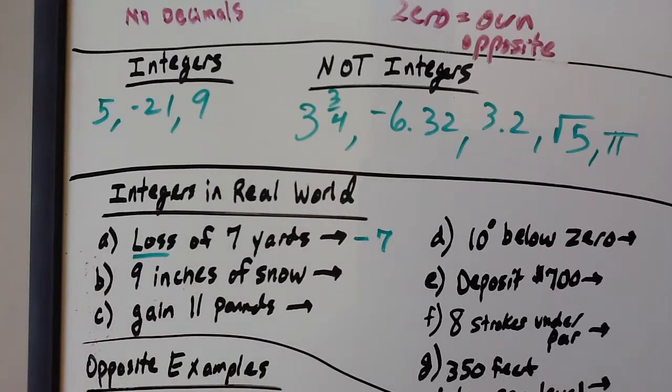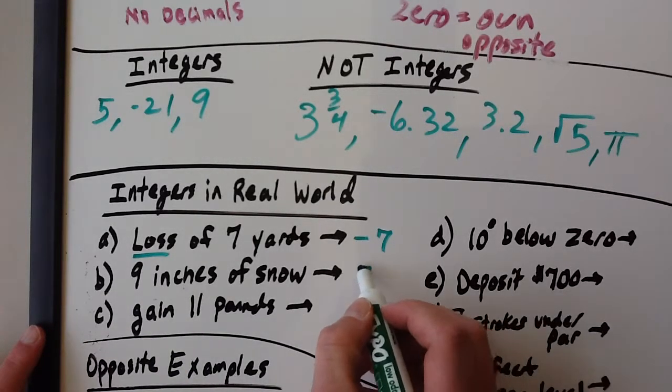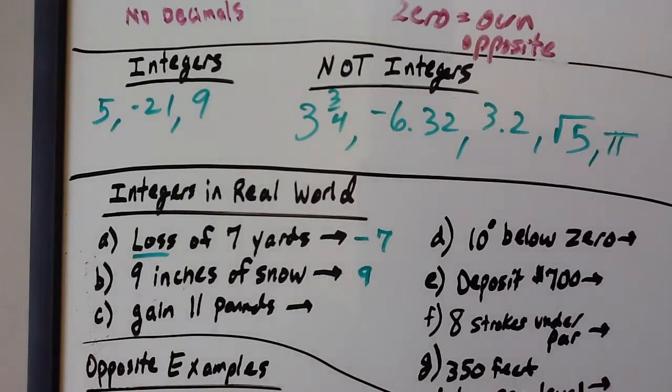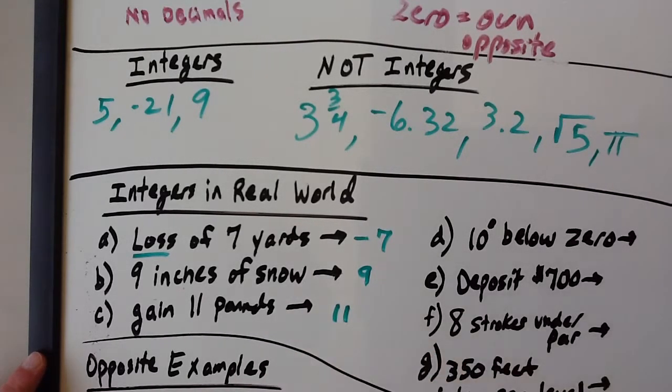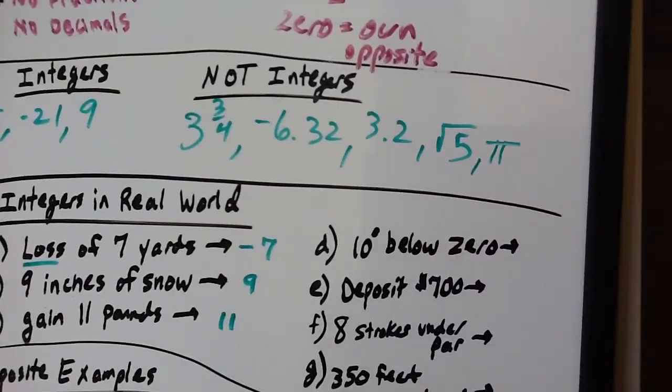In letter B, if we have 9 inches of snowfall, that means we have positive 9 or just 9 inches of snowfall. So 9 would be the integer to represent that situation. If I gain 11 pounds, I could put plus 11 or just positive 11. If it's positive, we don't normally write a plus sign before it. It's just understood to be positive. So 11 would be the integer to represent that situation.